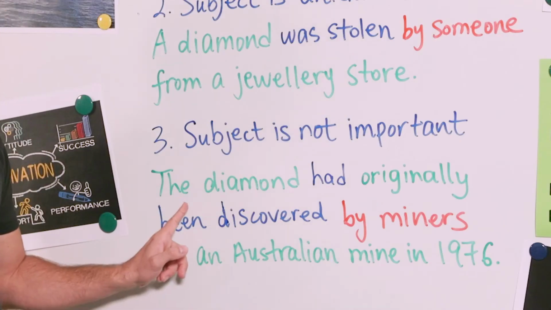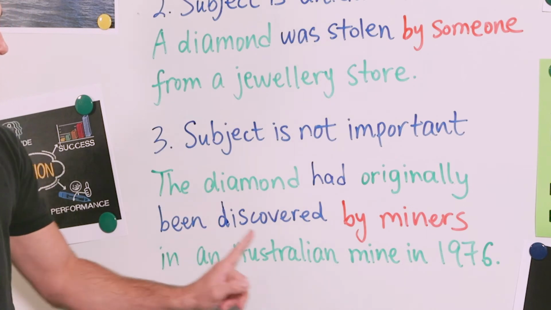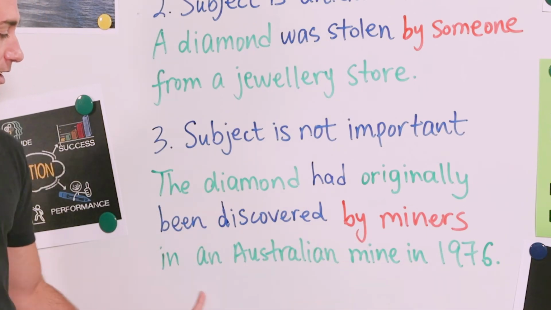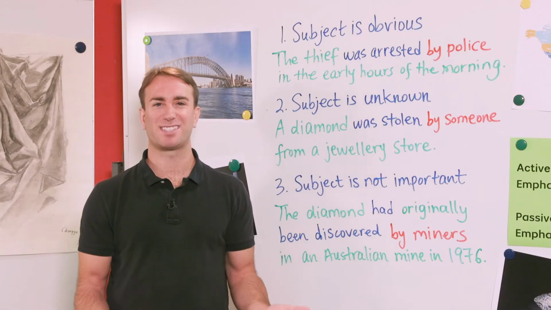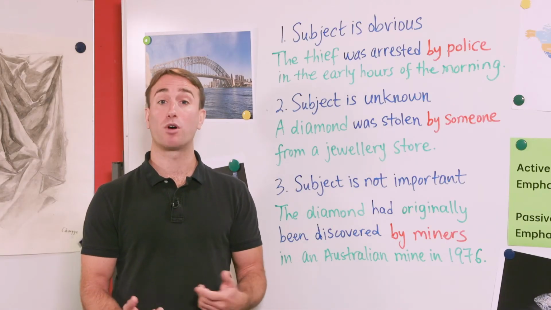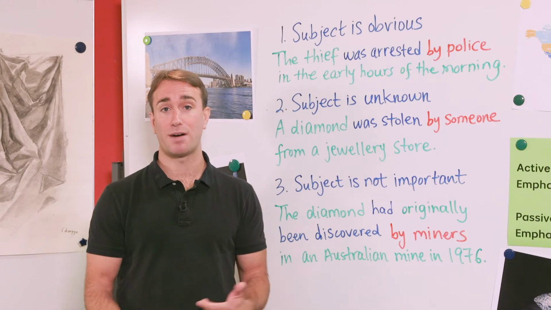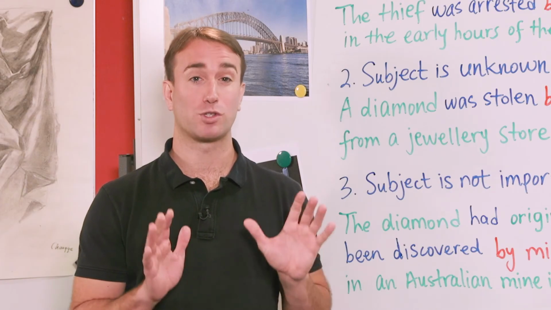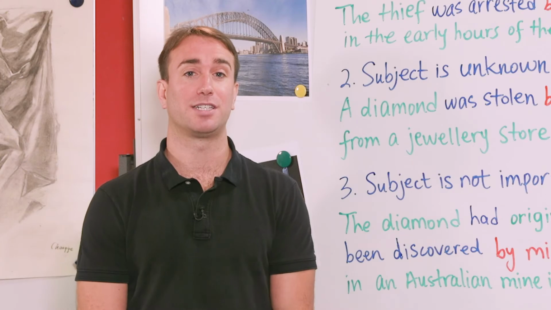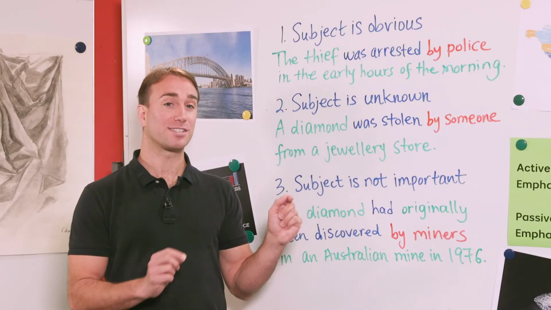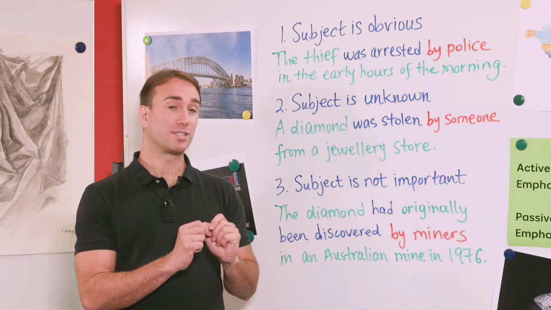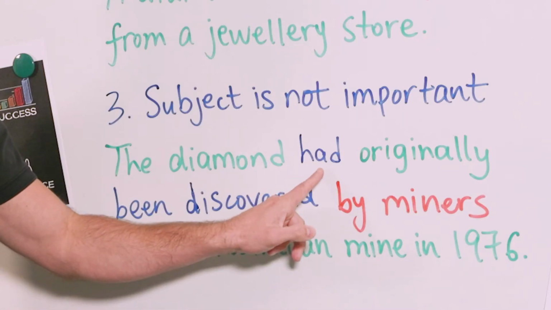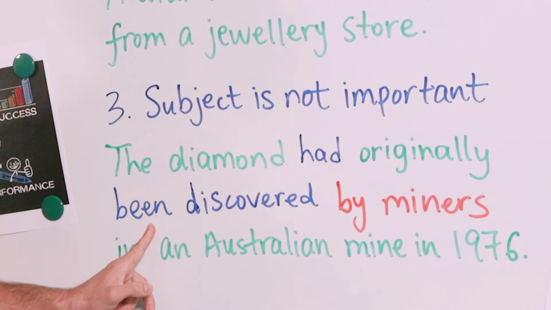The diamond had originally been discovered by miners in an Australian mine in 1976. Here we have decided that the diamond in this case is more important to the sentence than the mine workers. This is the most common way of using passive voice. Just before we go, notice that this example uses past perfect and includes an adverb which we put between the auxiliary verb and the past participle.